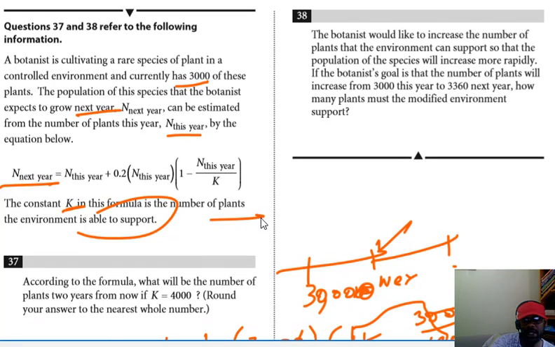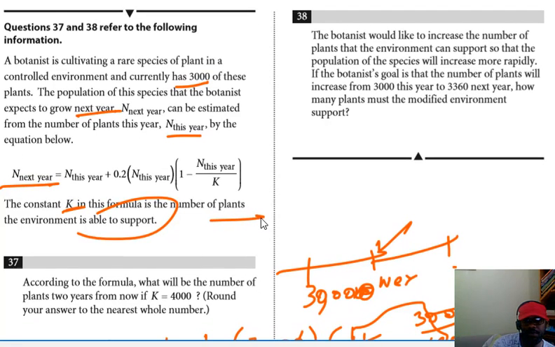Okay, let's move on. The botanist would like to increase the number of plants that the environment can support, so that the population of the species will increase more rapidly. If the botanist's goal is that the number of plants will be increased from 3,000 to this much next year, so this is next year, this is this year, how many plants must the modified environment support? So I'm asked to find K.